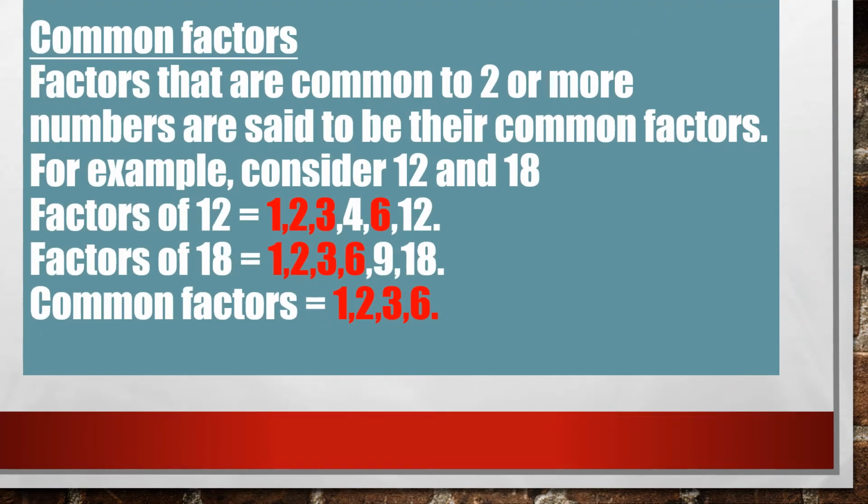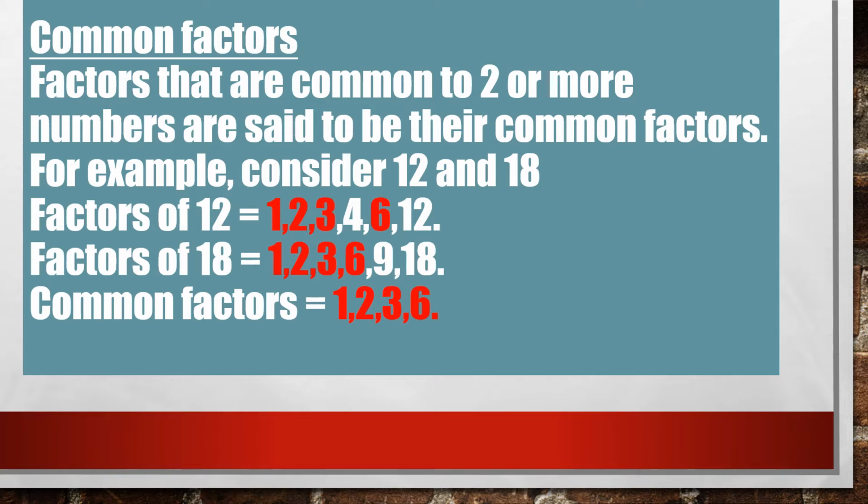Let's start with factors. The numbers that divide a given number exactly are called its factors. Think of the number 12 and 18. We know the factors of 12 are 1, 2, 3, 4, 6 and 12, whereas the factors of 18 are 1, 2, 3, 6, 9 and 18.